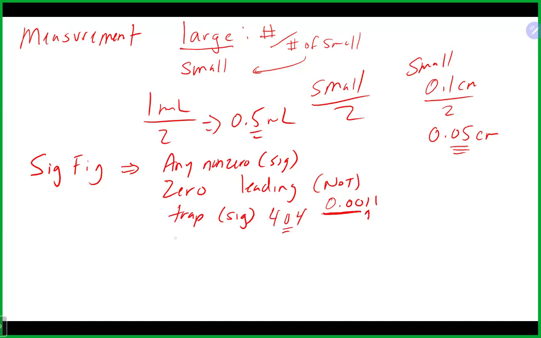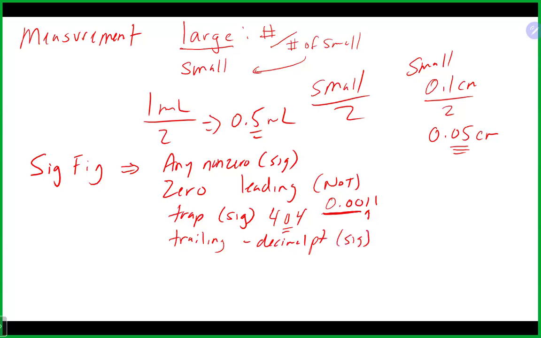And really the one that sometimes gives people the hardest time is the trailing zero. The reason it gives people a hard time is that in some cases it may be significant, and in other cases it may not be. What helps you determine whether a zero or zeros at the end are significant is the presence of a decimal point. That is going to make it significant.